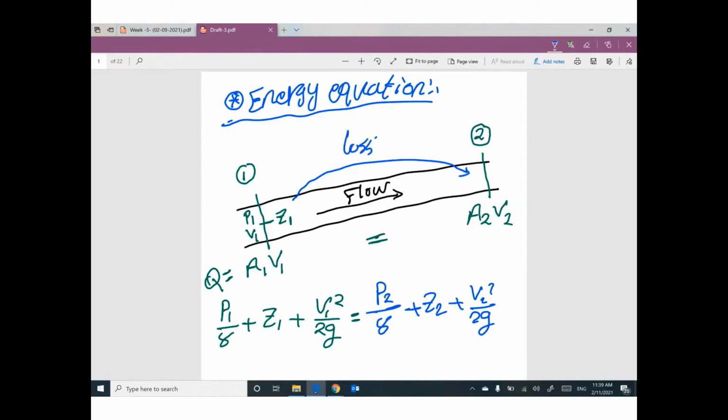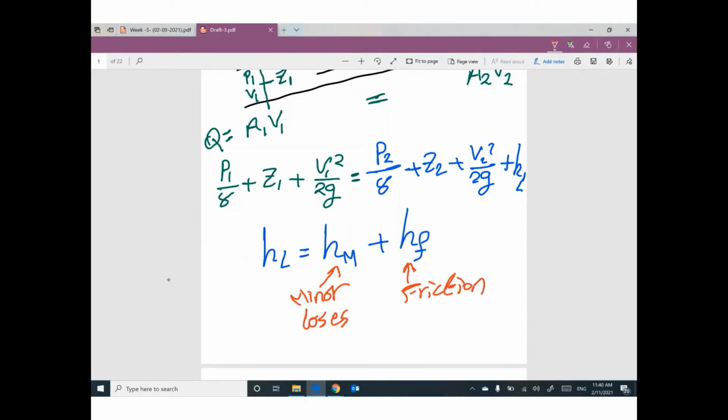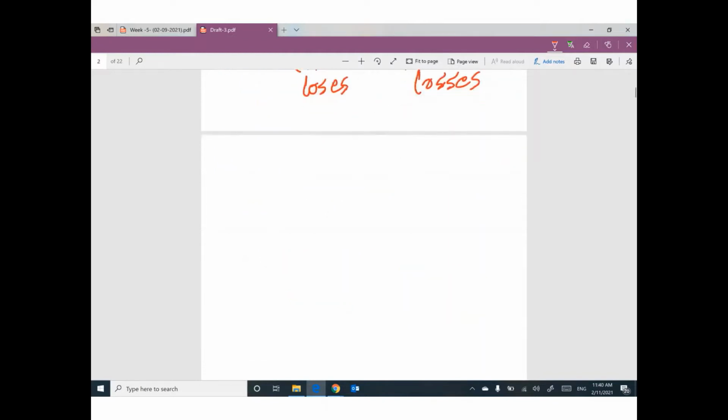between this cross section and this cross section. So we have to add here H losses. H losses equal two main parts, H minor and H friction. This one can be called minor losses, and this one is friction losses. Does that make sense? We covered last meeting what is the meaning of friction losses.